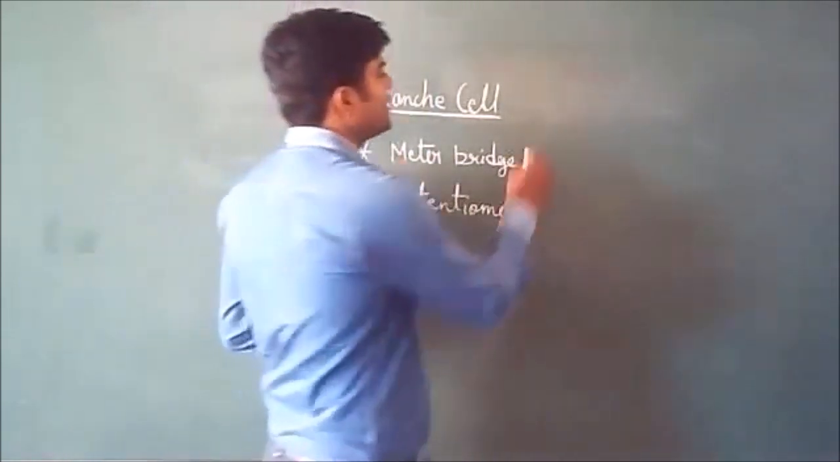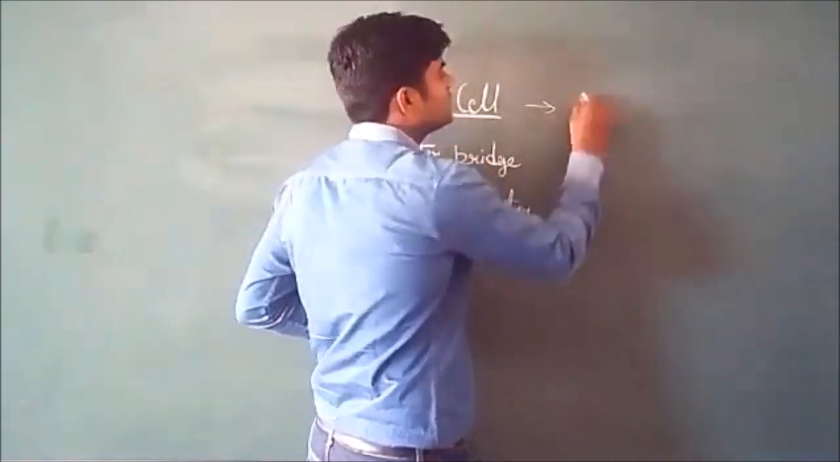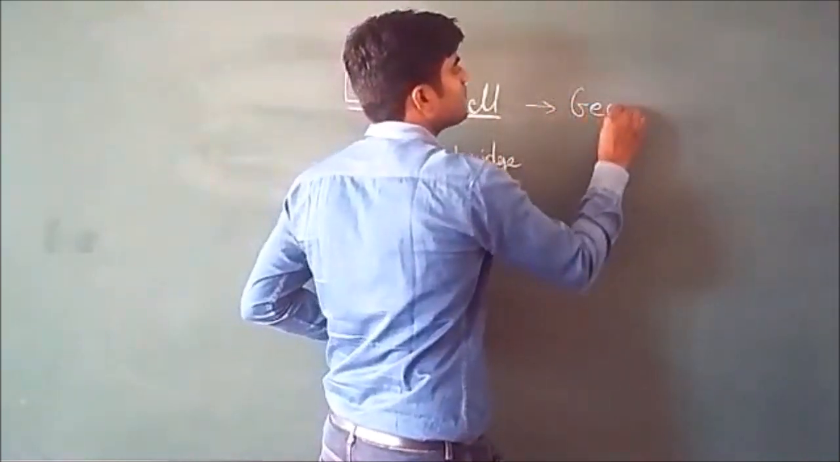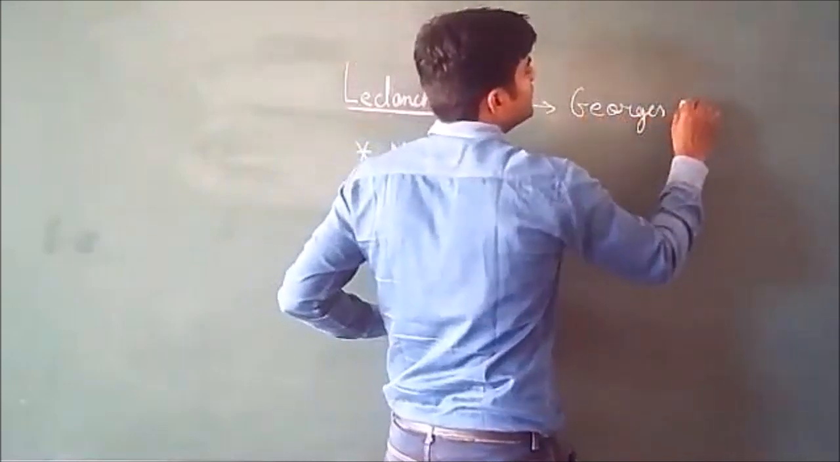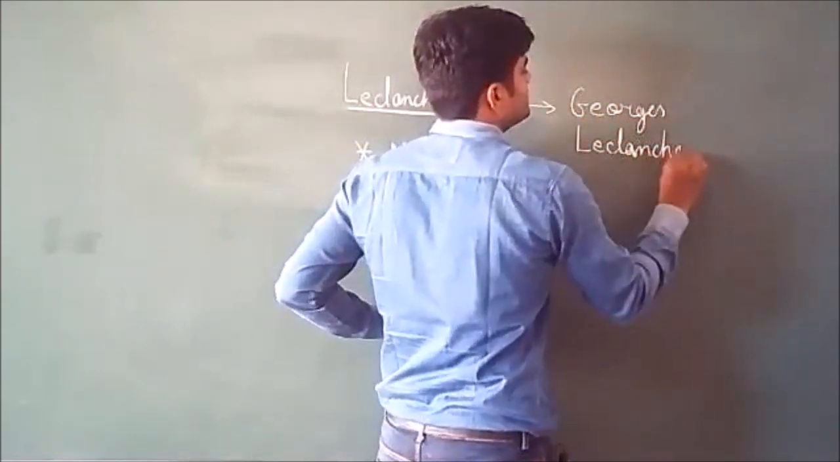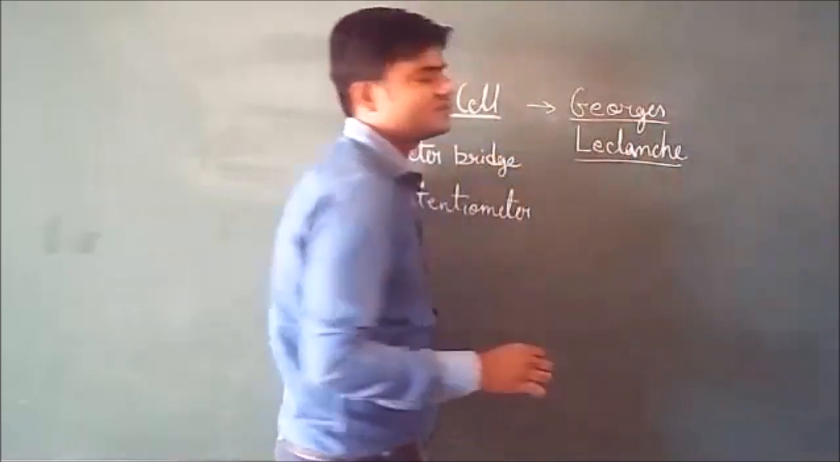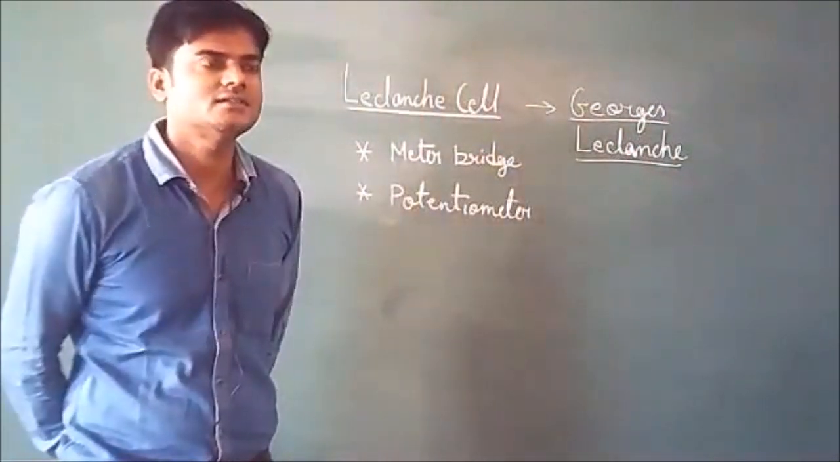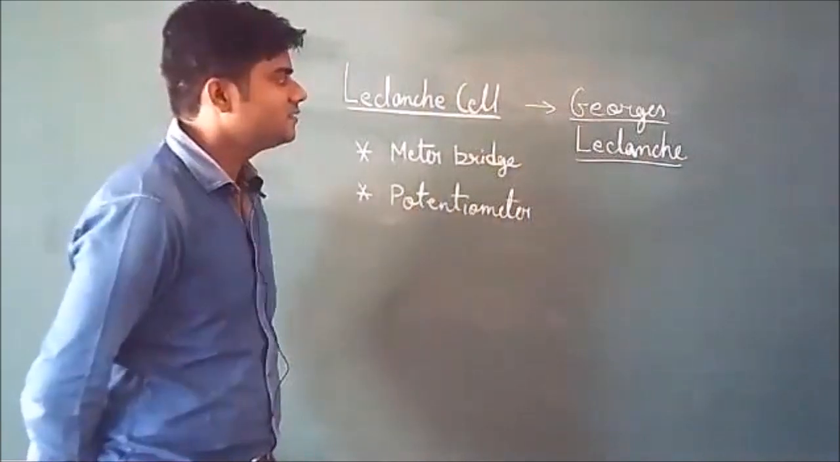So first of all, the Leclanché cell: how did the name come? The name came from the scientist Georges Leclanché. This was the name of the scientist. Around 1866, he invented this.